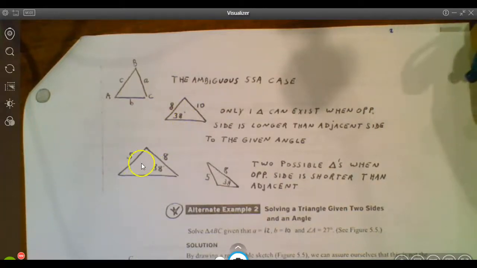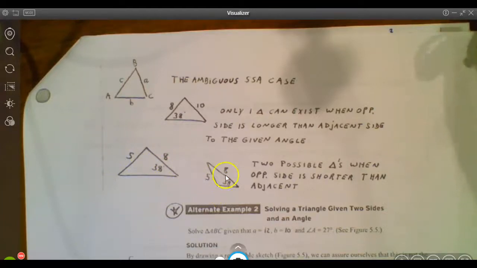However, if the opposite side is smaller than the adjacent side, then potentially we have two triangles here. In other words, I could draw the 5 here, or I could draw the 5 here. And you see what I'm doing on that is, in this scenario, this is an acute angle. But in this scenario, it's an obtuse angle. Well, either way I drew it, I still kept all the values the same. That's why it could be drawn either way. I still have 5, 8, 38 as my combination of numbers.